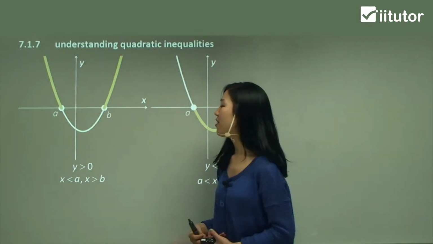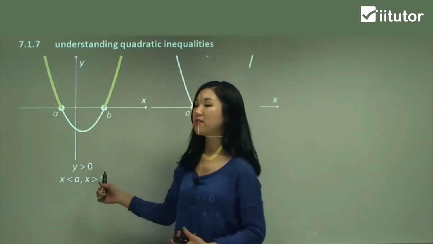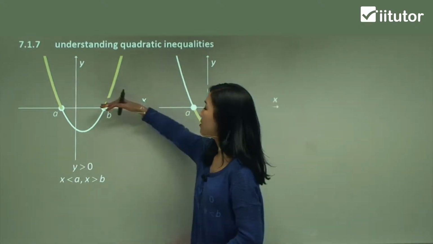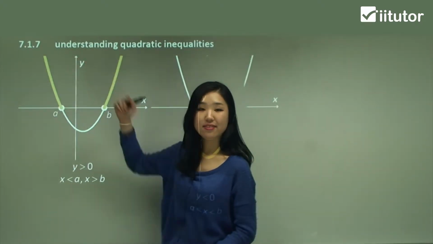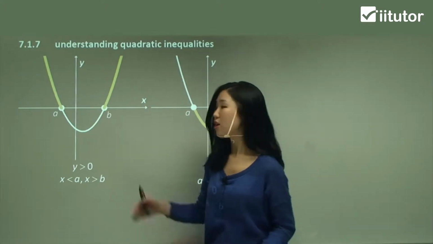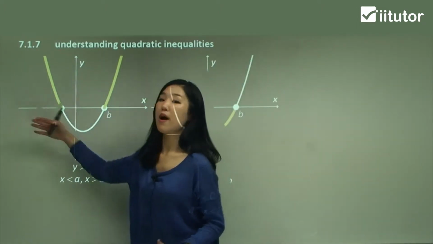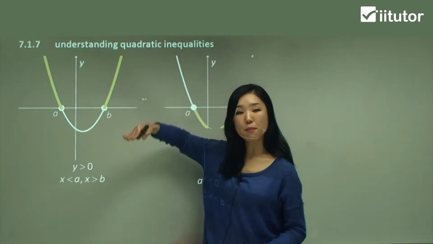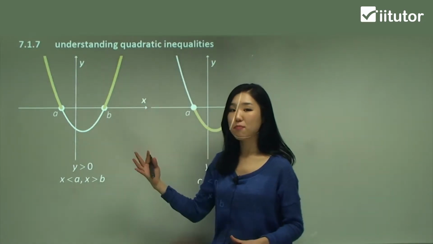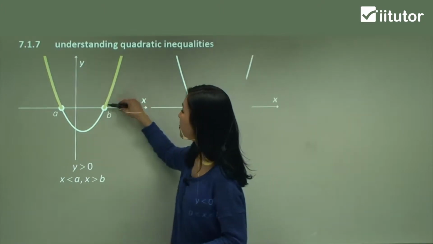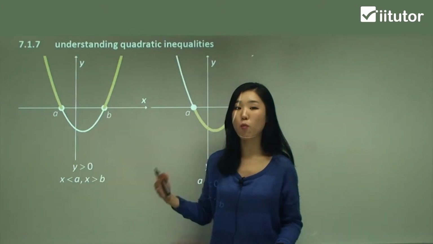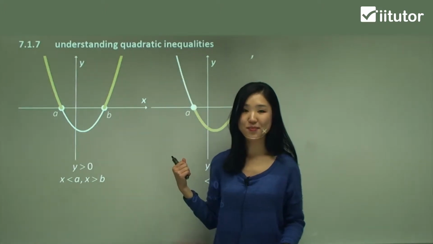Now it says y is greater than 0. If y is greater than 0, it means it's greater than the x-axis, isn't it? Because the x-axis represents y equals 0. And if it's greater than 0, it represents anything above that. So this part will be represented by the yellow parts of the graph, because those are the parts that make y greater than 0.